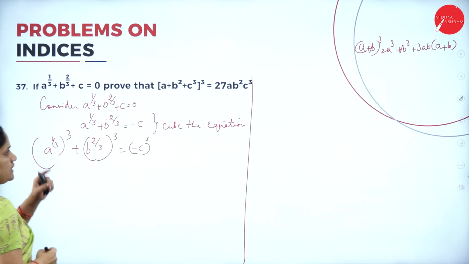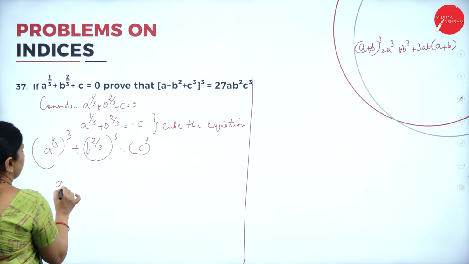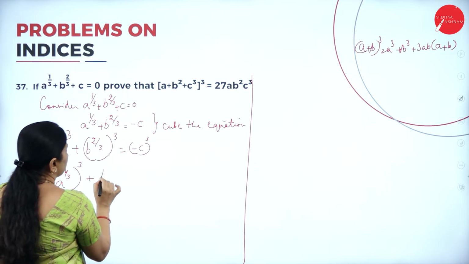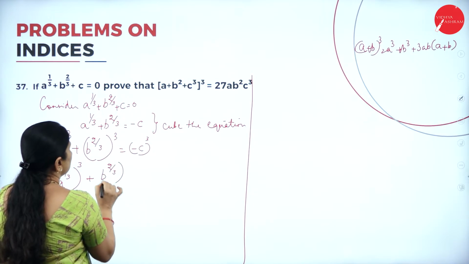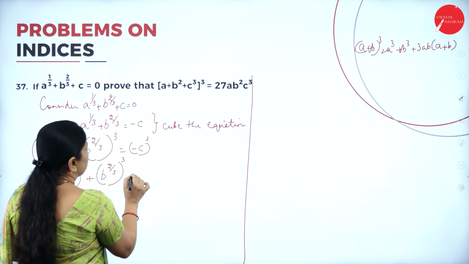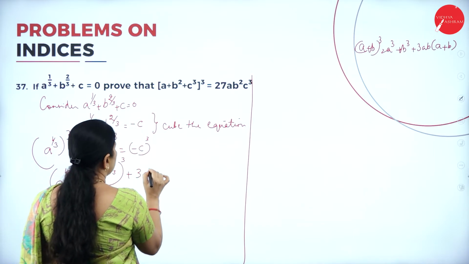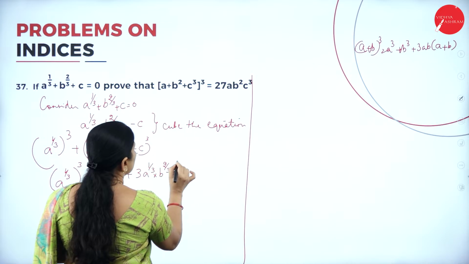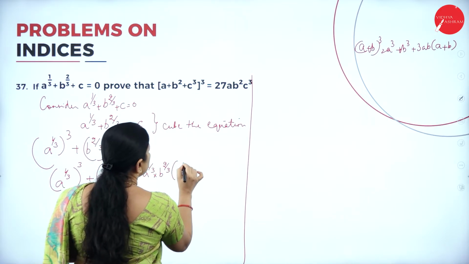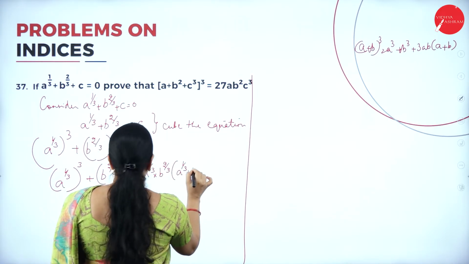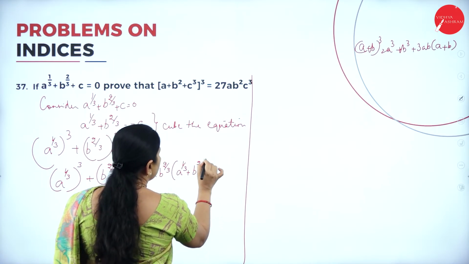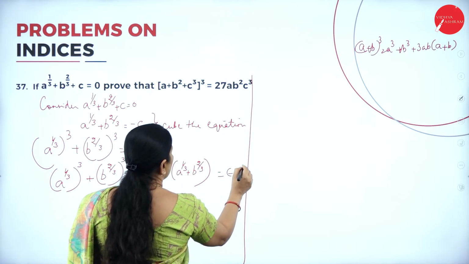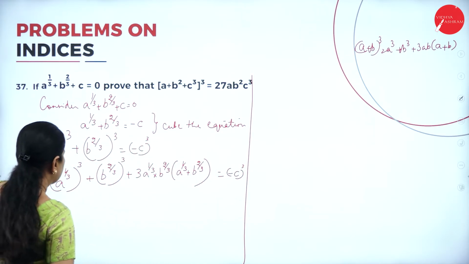So, when I expand the formula, I will get a to the power of 1 by 3 the whole cube plus b to the power of 2 by 3 the whole cube plus 3 into a to the power 1 by 3 into b to the power 2 by 3 into a to the power 1 by 3 plus b to the power 2 by 3. Now, this is equal to minus c the whole cube.